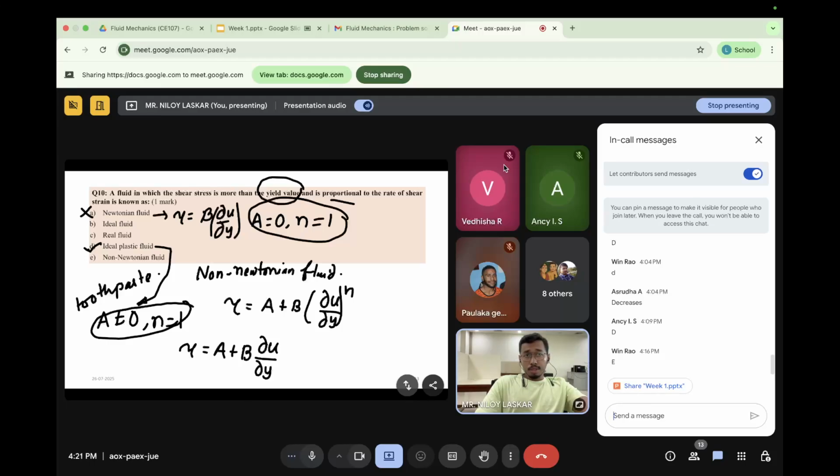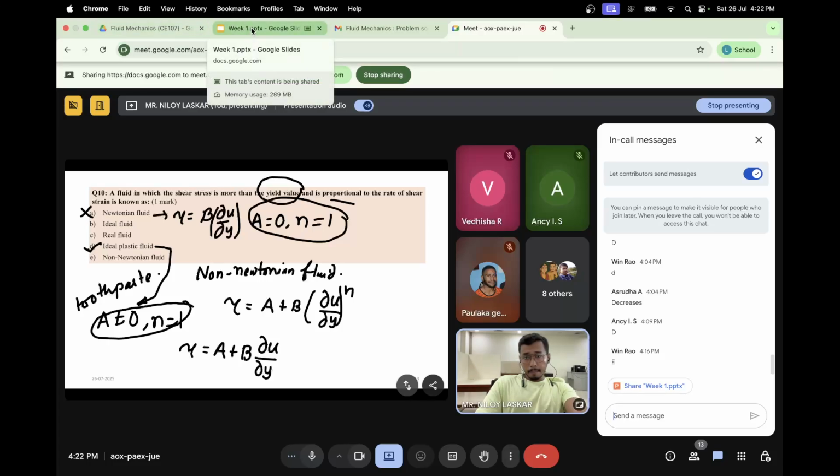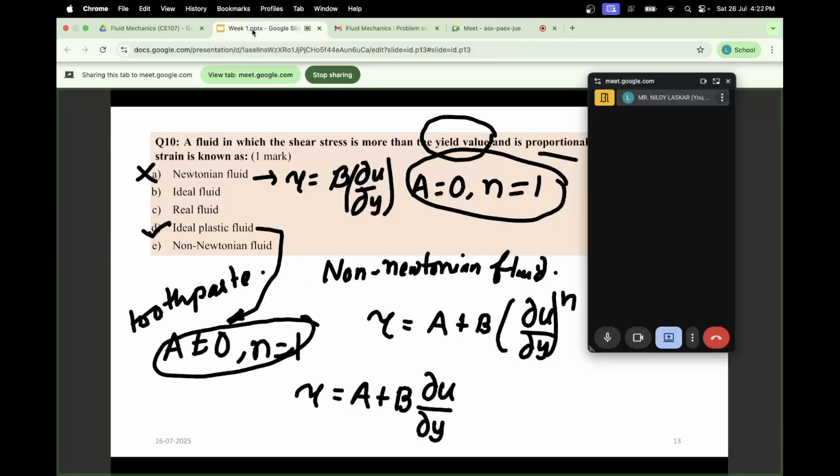And the formula that I have taken is used for all non-Newtonian fluids. But in non-Newtonian fluids, if someone doesn't tell you the value of n or B or A, you can't say which type of non-Newtonian fluid it is. That's why the choice that fits here is the ideal plastic fluid. So I am moving to the next one.